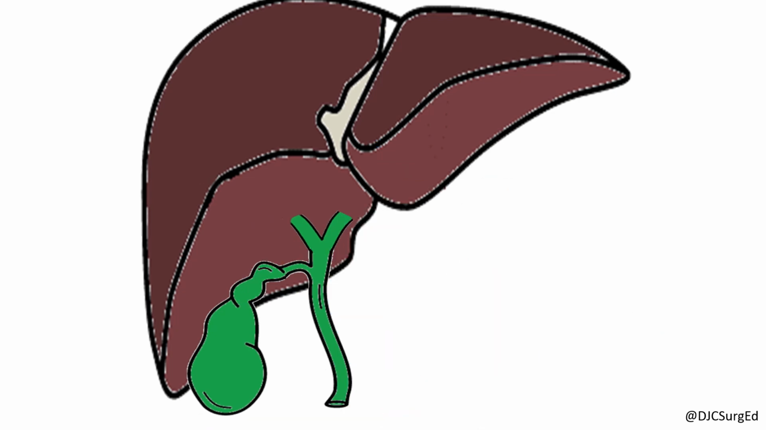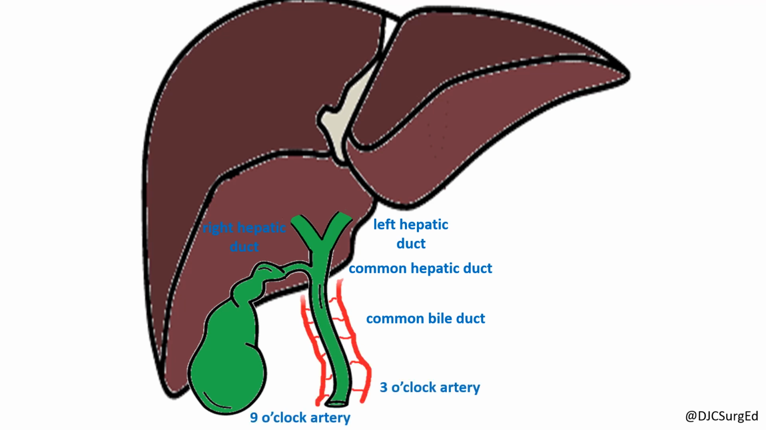The right and left livers are drained by the right and left hepatic ducts, which coalesce into a common hepatic duct and then common bile duct. Blood supplied to the ducts is strictly arterial and runs along the lateral borders of the duct at the 3 o'clock and 9 o'clock positions respectively.